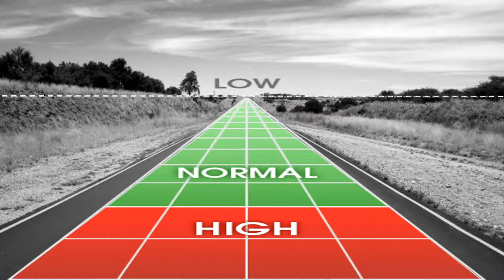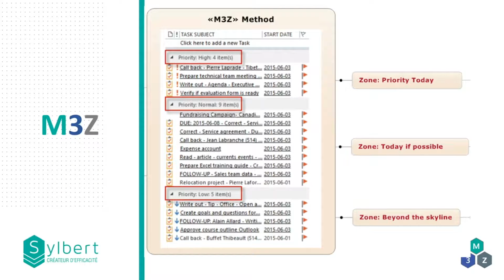So in front of you, you're seeing your short-term priorities, and beyond the skyline is all the other tasks that don't need your attention right now. But as you keep driving through your days at work, these tasks will show up in your normal or high priority section. So let's see how this translates into Outlook.